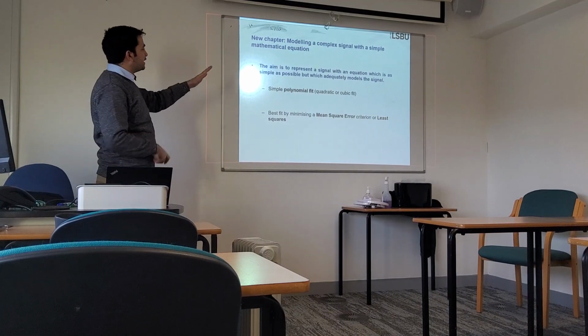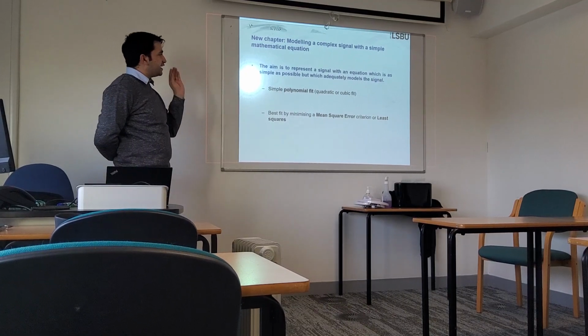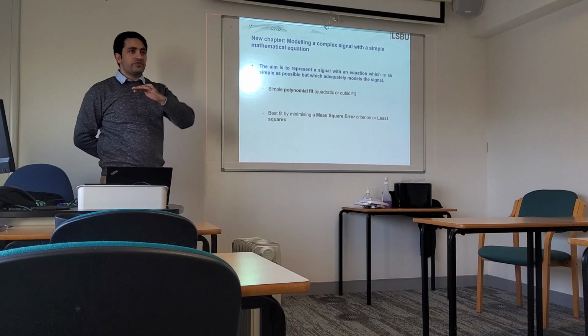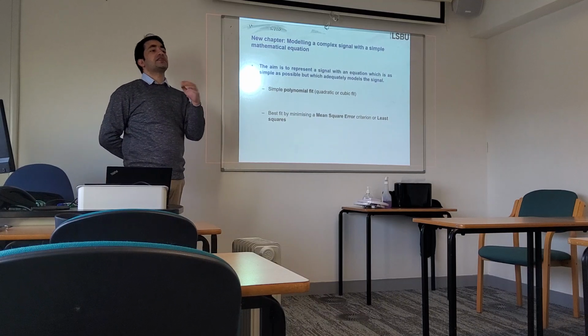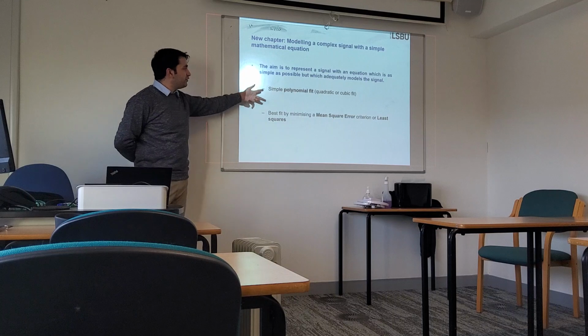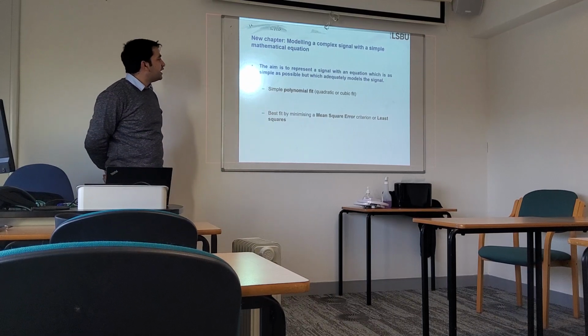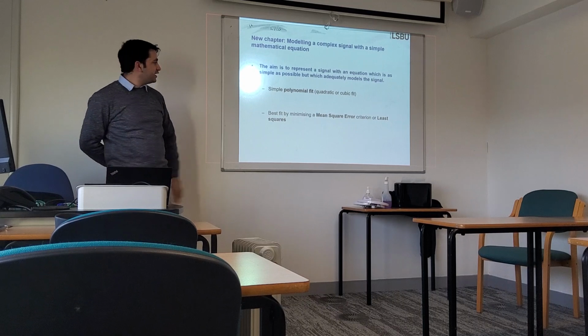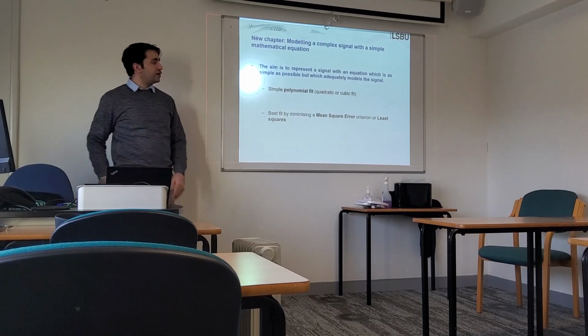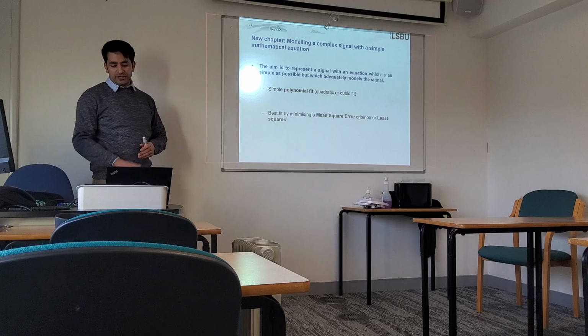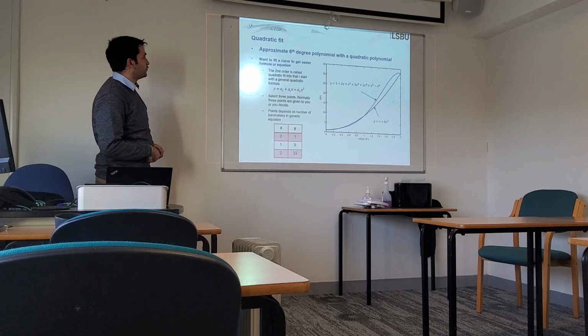So here, as you can see, it is written that if you have a complex signal, the main aim is to find a simplified signal. So we will start with two simplifications. One is called polynomial fit, which is quadratic or cubic fit, and then there will be a second one, which is called mean square error. Let's start with the very first one.